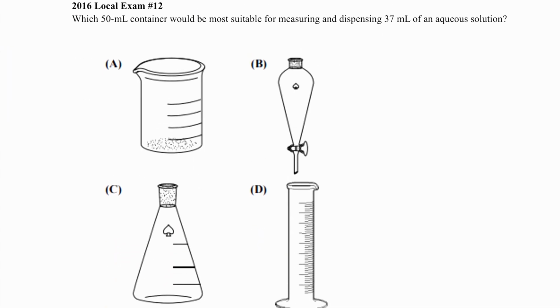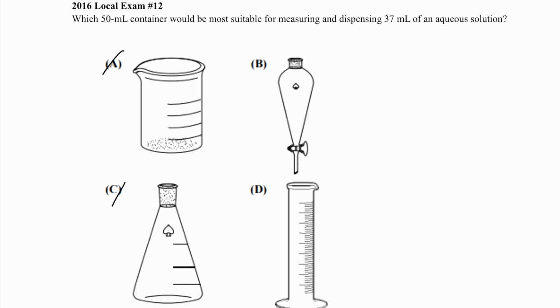Which 50 mL container would be most suitable for measuring and dispensing 37 mL of an aqueous solution? So we're talking about volumetric glassware here. We can get rid of some of these answer choices right away, and the ones that we can get rid of are going to be A and C. The reason for that is because A and C are not volumetric glassware. A beaker and an Erlenmeyer flask should only be used for getting a general sense of the volume. It's not really supposed to be used for getting a really accurate measurement.